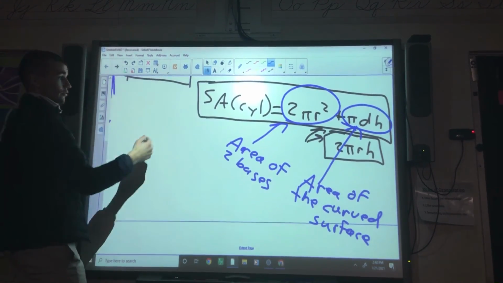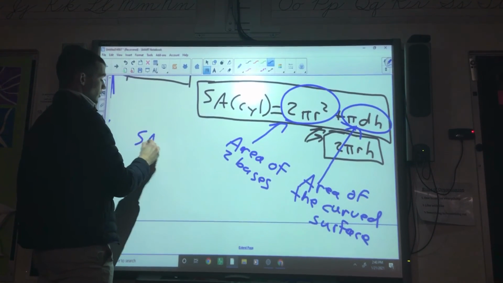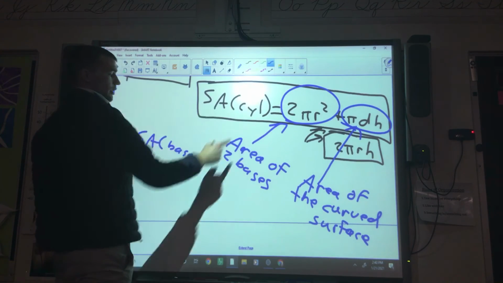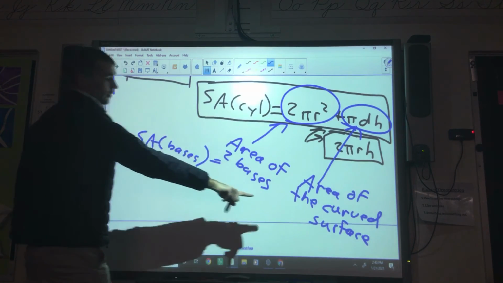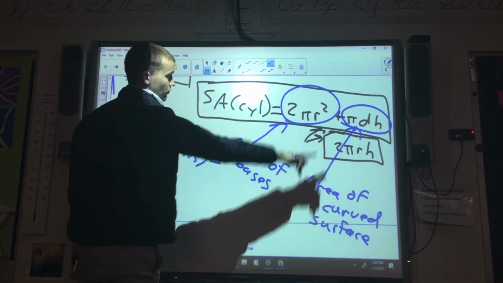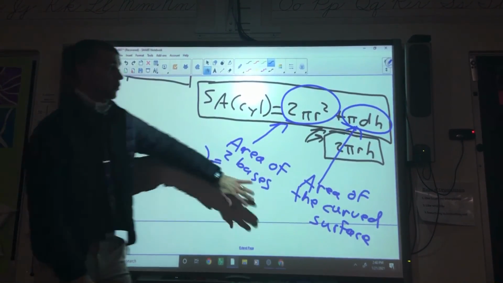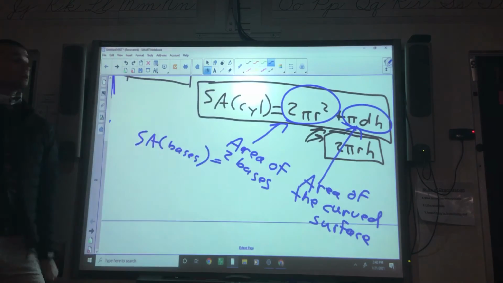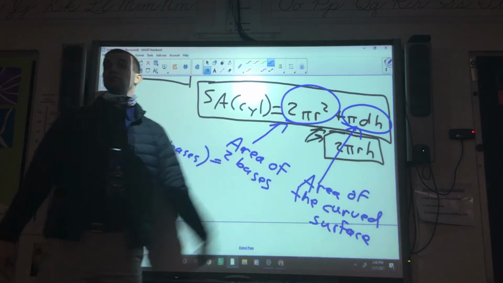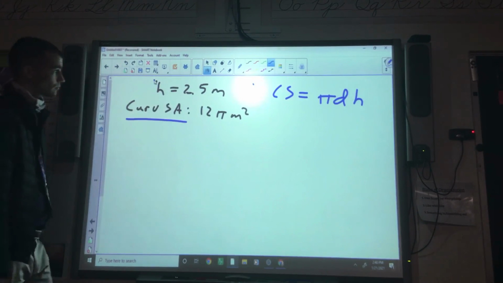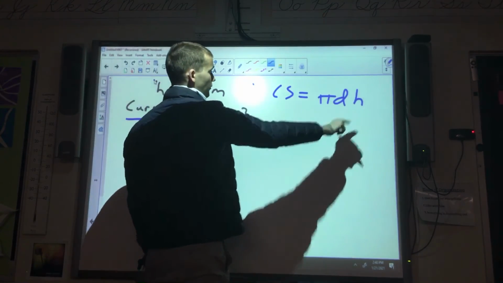If you want to write out your whole other things, surface area of bases, you can say equals 2 pi r squared. Surface area of curved surface, pi dh. You can write those in additionally, or you can just say, I'm going to go back and reference these, and know that sometimes it might not be the full surface area of the cylinder that I need to be getting. So curved surface is that.